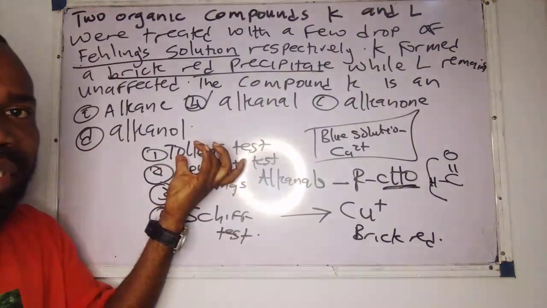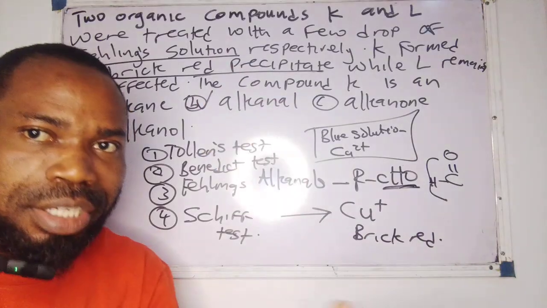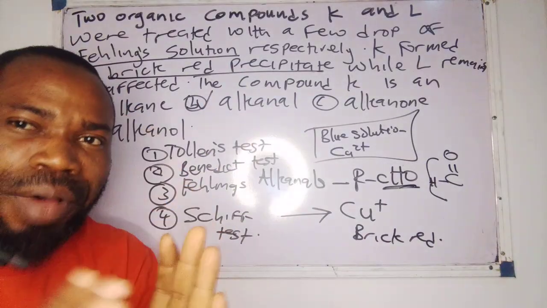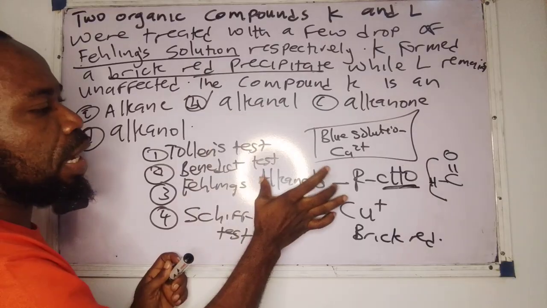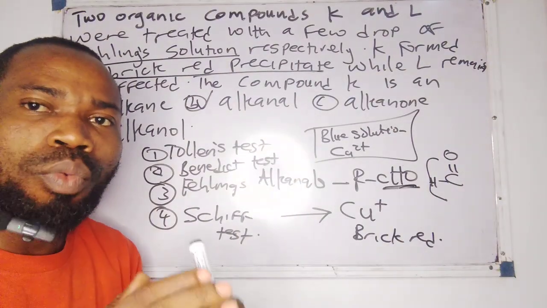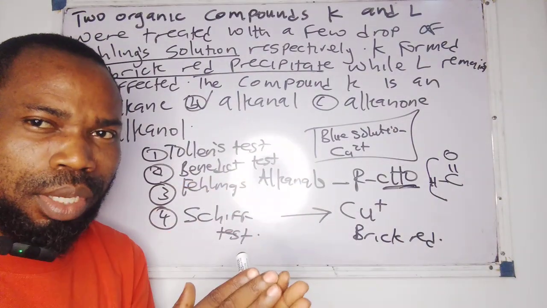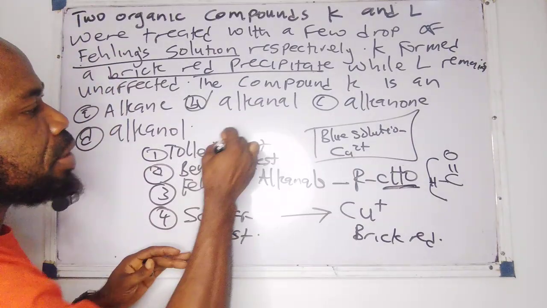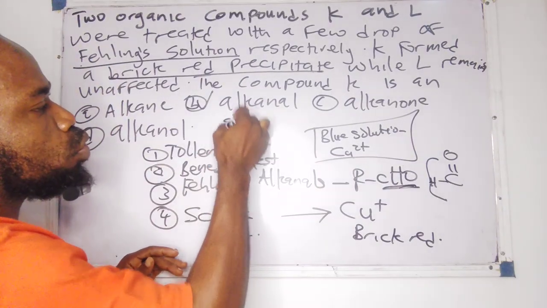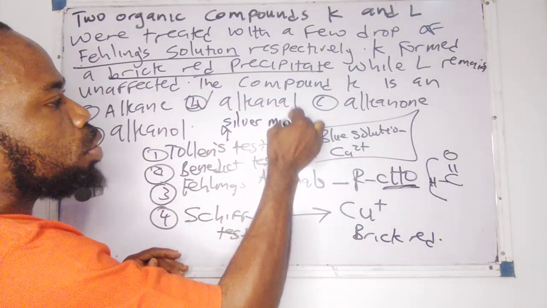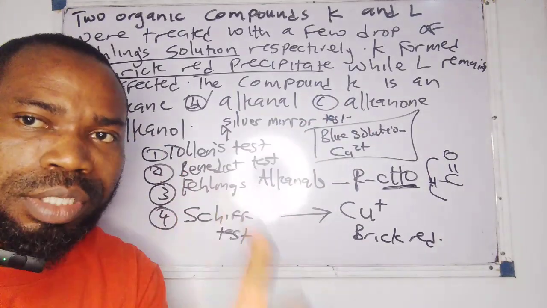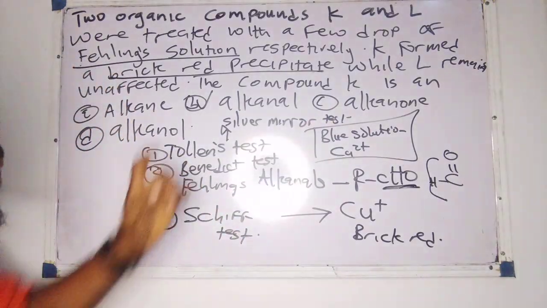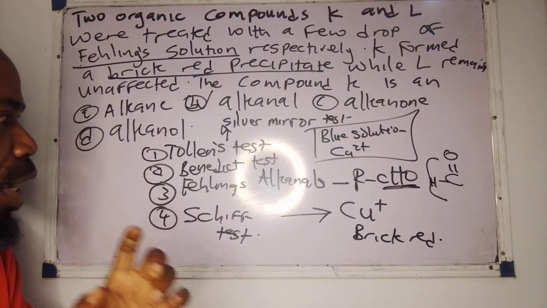Now, talking about the Tollens' test, where you get to use the Tollens' reagent, we say silver ammonium complex. Now, if Tollens' reagent reacts with alkanals, it's going to form a silver mirror in the test tube. No wonder this Tollens' test is also known as the silver mirror test. That means I can say that the silver mirror test is used to test for alkanals.